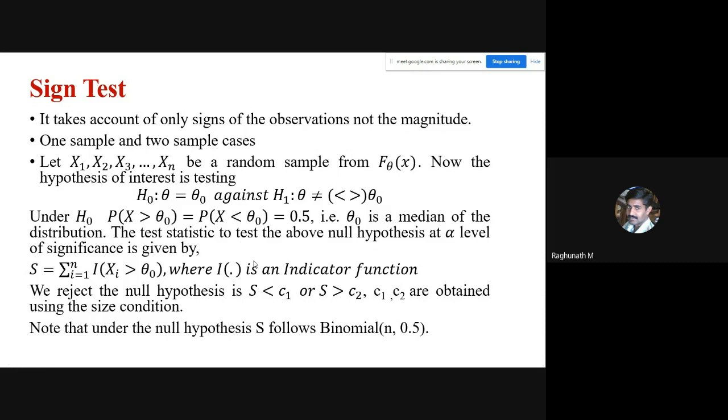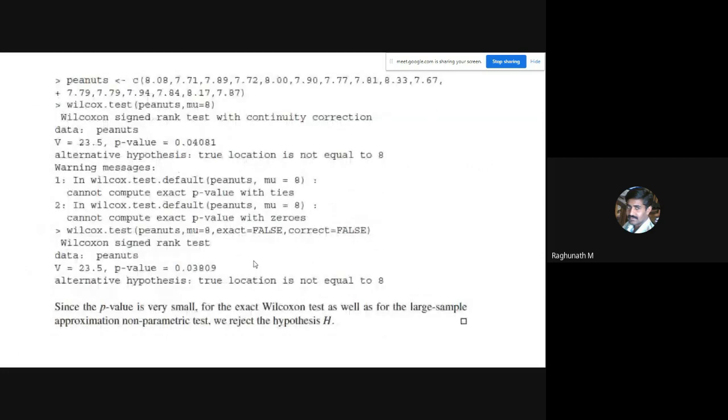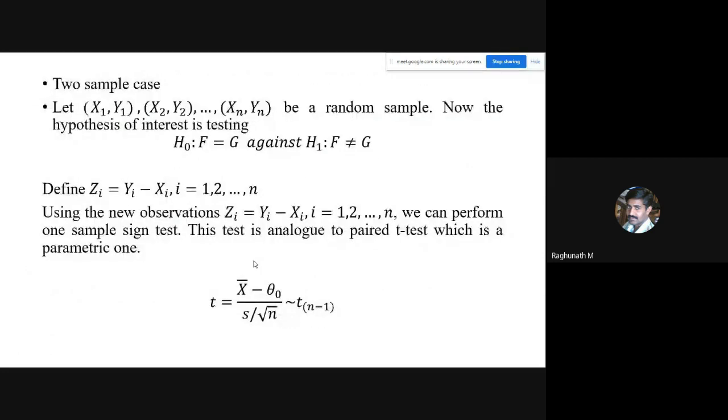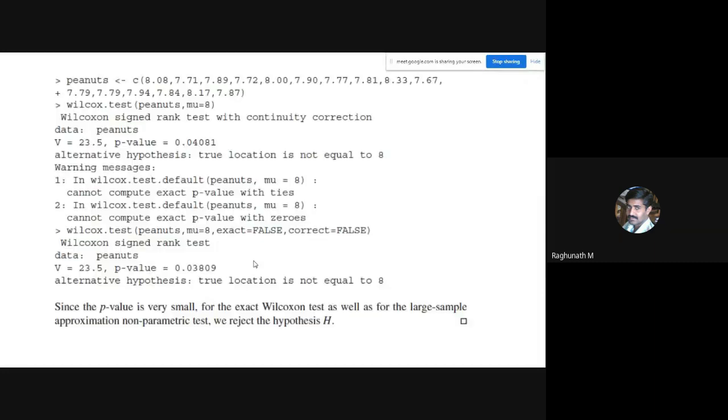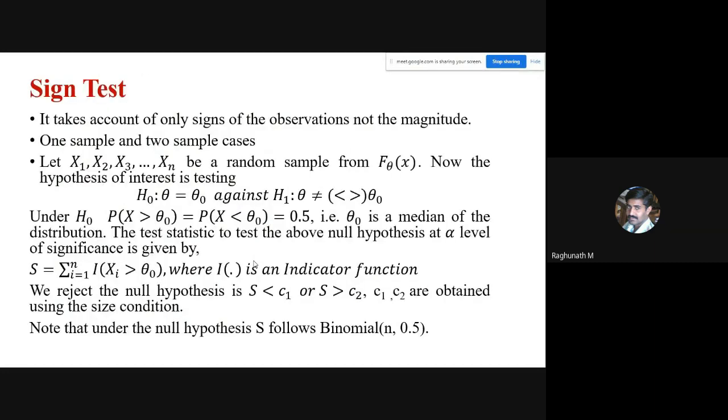Okay. So under the null hypothesis, this S follows binomial with n comma 0.5. Once you know all these things, then we can obtain the critical values C1 and C2, and then we can go with the rejection part. That I am going to illustrate in a very few minutes. Now, this is a one sample test which we were talking about.